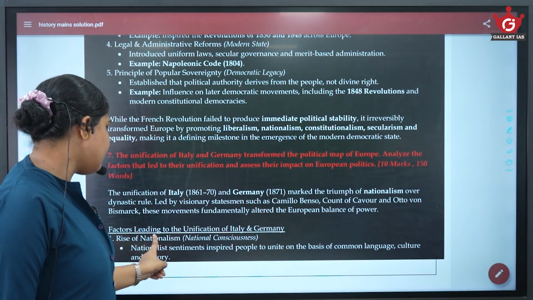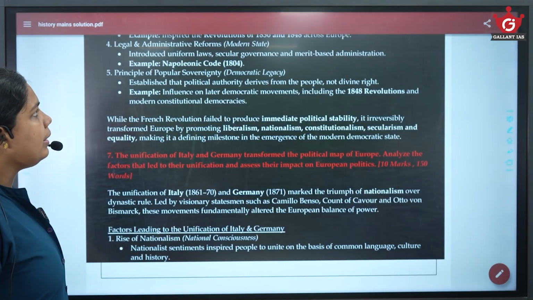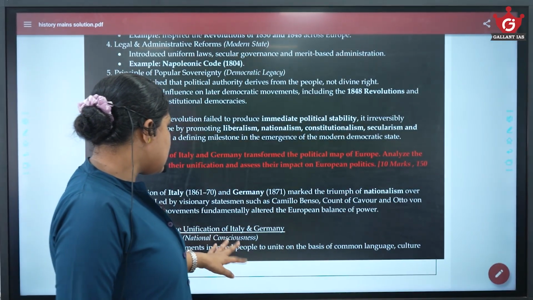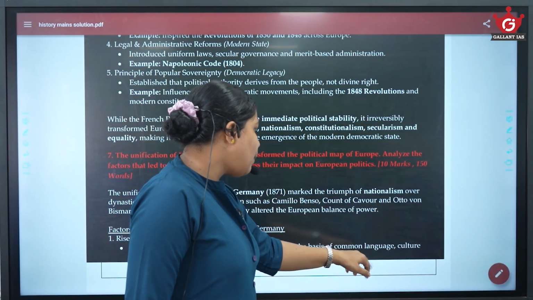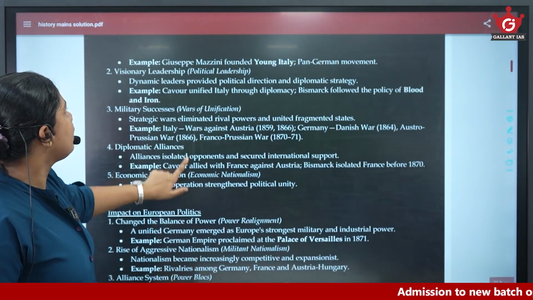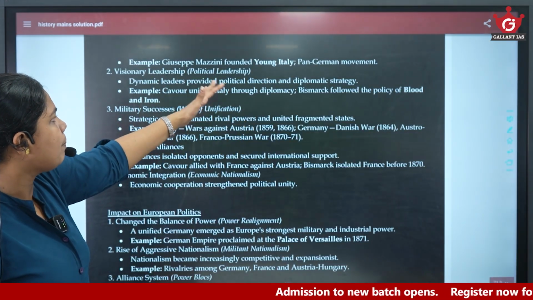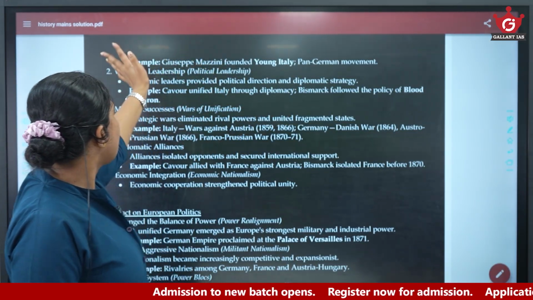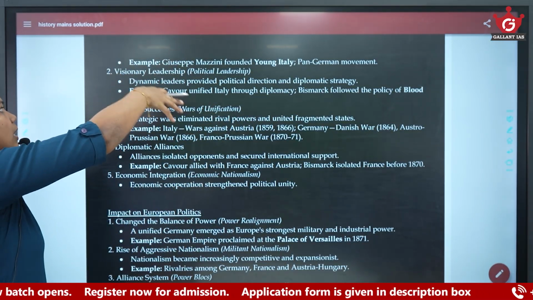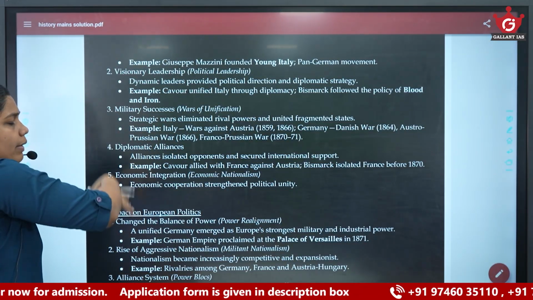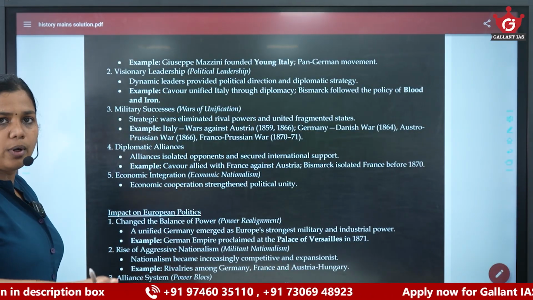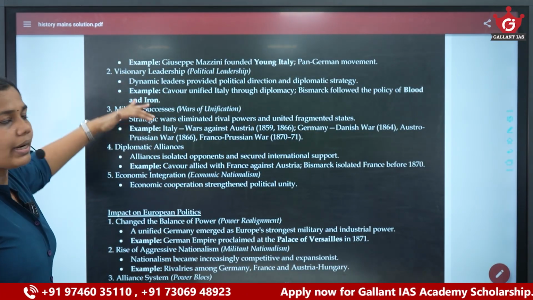First is rise of nationalism, that is having a national ideology. Nationalistic sentiments inspired people to unite on the basis of a common language, culture and history. Example, you can give any example if you find there, like pan-German movement or about Mazzini, if you know. If you don't know anything also, no issues, write some 5 to 7 points as such it is. And if you know any examples, you can give it, no problem. Otherwise, try to write down the points.